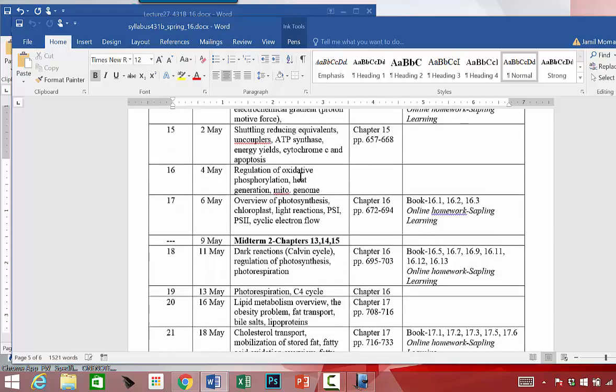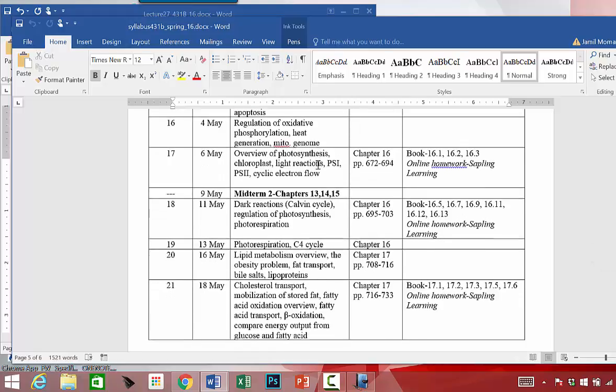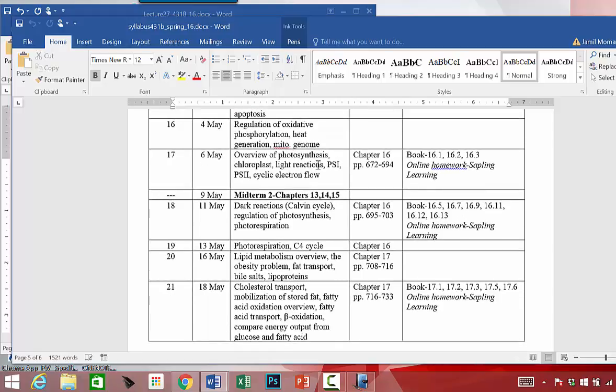We went over ATP synthase. We went over uncouplers. We talked about that. We did not talk about the mitochondrial genome, so take that off, mitochondrial genome. We didn't get a chance to talk about that. I did talk about heat generation and how those diet pills can cause heat generation through uncoupling.